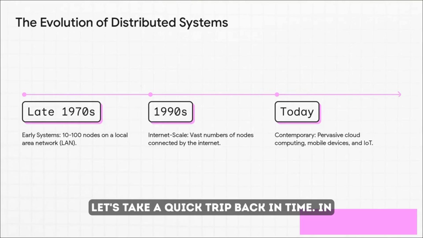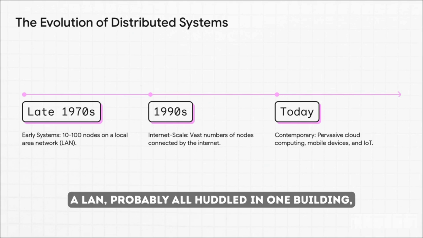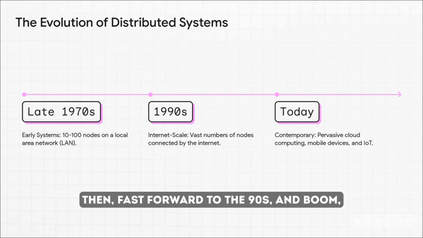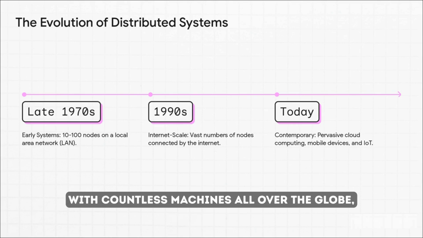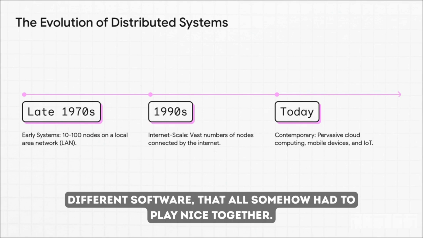Let's take a quick trip back in time. In the late 70s, a distributed system meant maybe a few dozen computers connected on a local network, a LAN, probably all huddled in one building, sharing a printer that cost more than a car. Then, fast forward to the 90s, and boom, the internet changes the entire game. Suddenly, we're talking about internet-scale systems with countless machines all over the globe running different hardware, different software that all somehow had to play nice together.